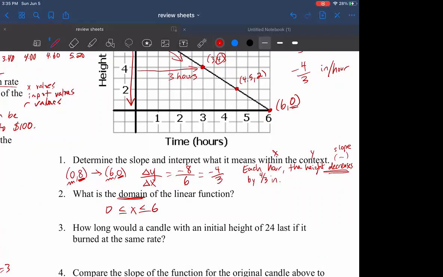And we can't go into negative time because before the candle was lit, it's not like it should have been taller than it was now. So 0 to 6 hours.